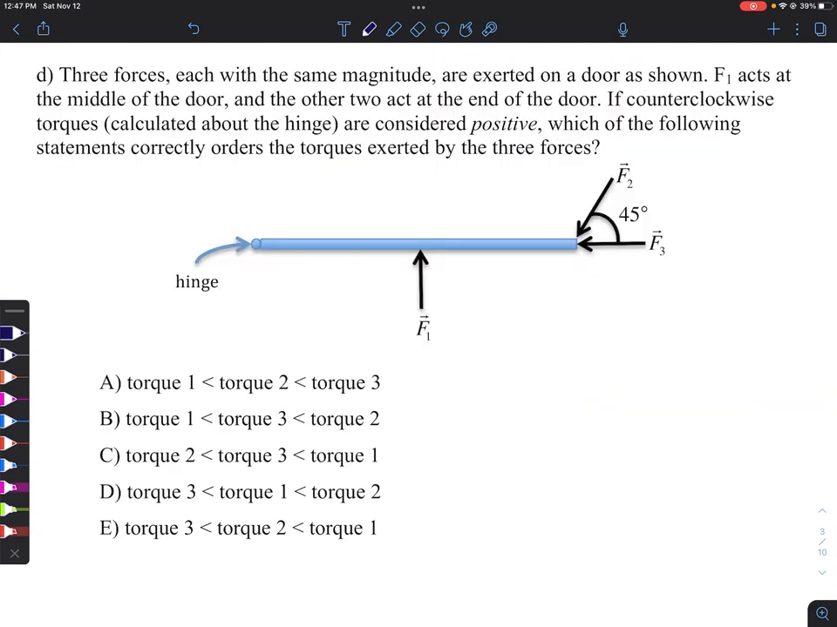Three forces, each with the same magnitude, are exerted on a door as shown.